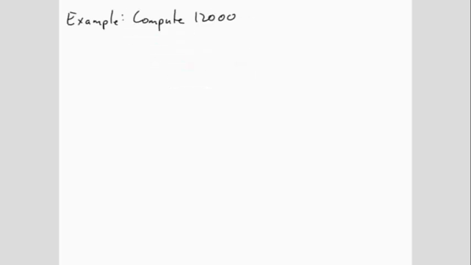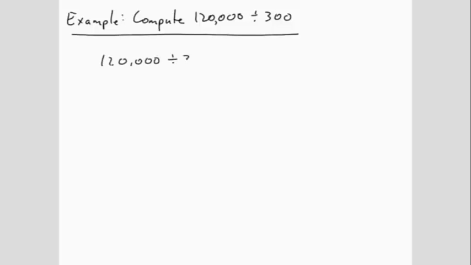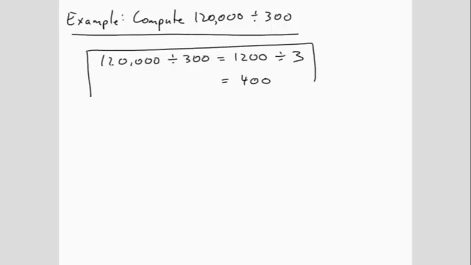Example, compute 120,000 divided by 300. How many zeros can we cancel out from each of these values? We see that the divisor has 2 zeros, and the dividend has at least 2 zeros, so we can cancel out exactly 2 of them. This gives us 1,200 divided by 3, which is 400. Symbolically, this is very simple. Conceptually, all that's going on is that instead of making bundles of 10, we're making bundles of 100. This means that instead of trying to count out 300 individual objects, we're only counting out 3 bundles of 100.